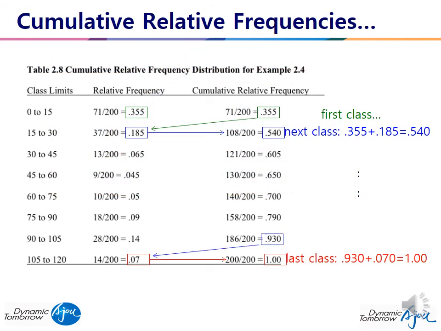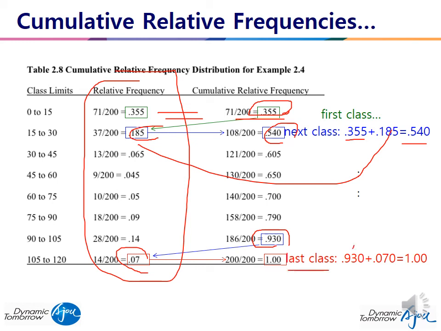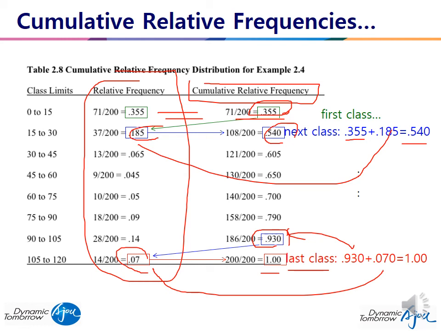So this is the result. For the first class, the relative frequency is equal to the cumulative relative frequency. Same. The second one, how do you get this? This plus this one. 0.355 plus, as you can see, this one, 0.540. Then the last one is this one plus this. The last class is the previous plus this, then you get 1. So you know how to create a cumulative relative frequency.